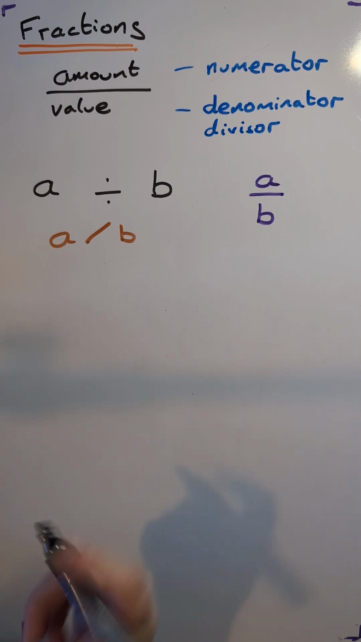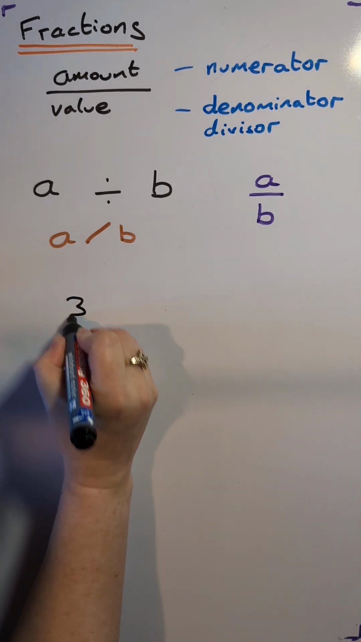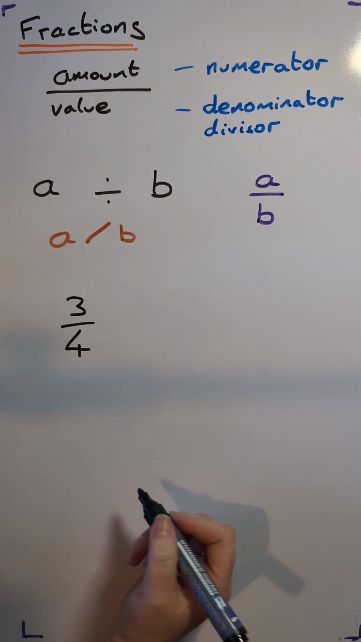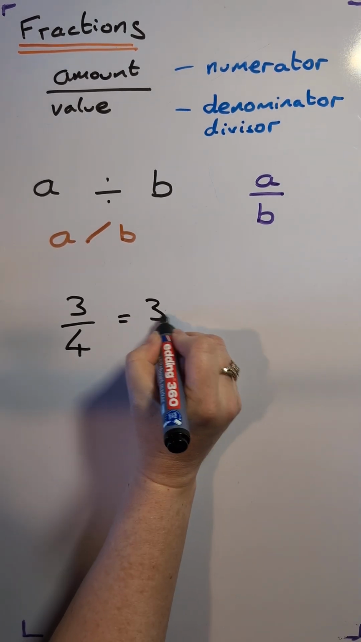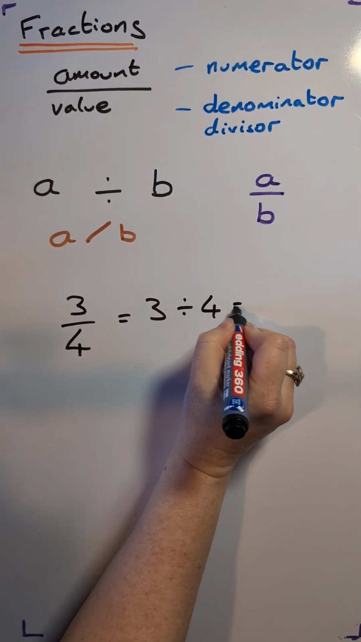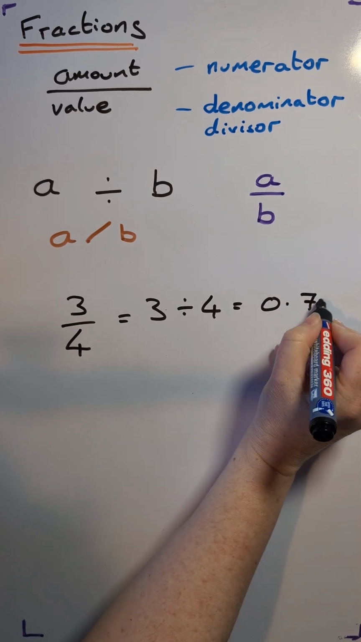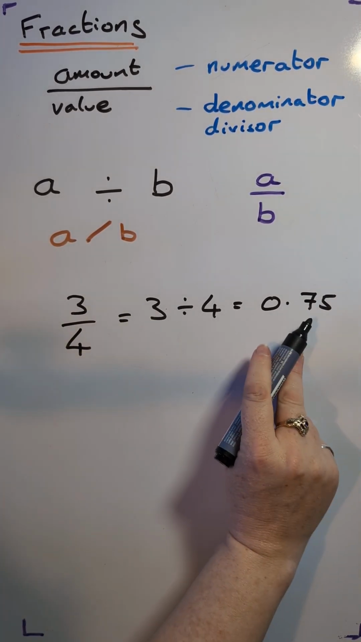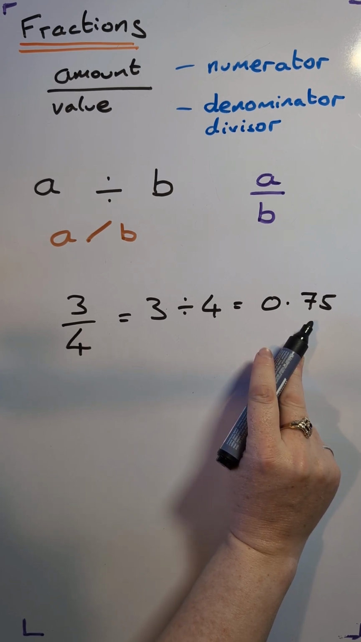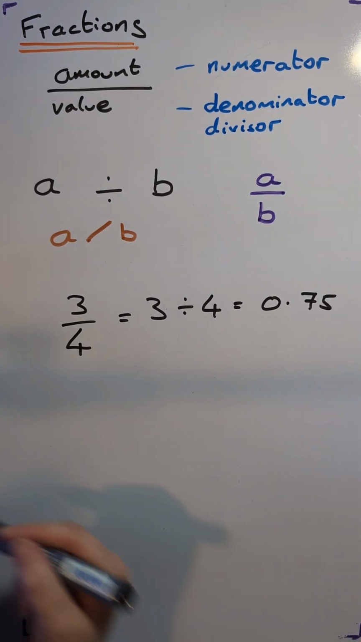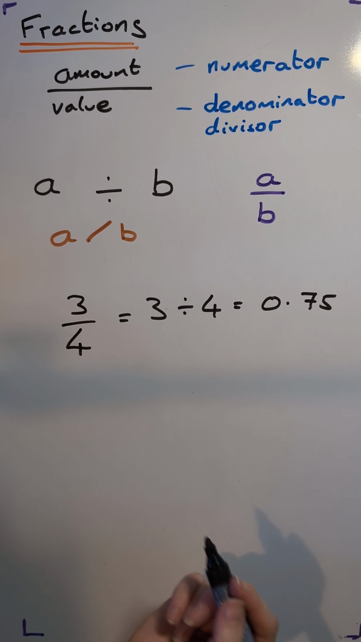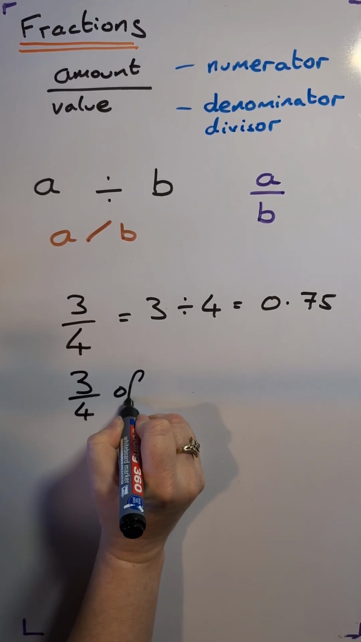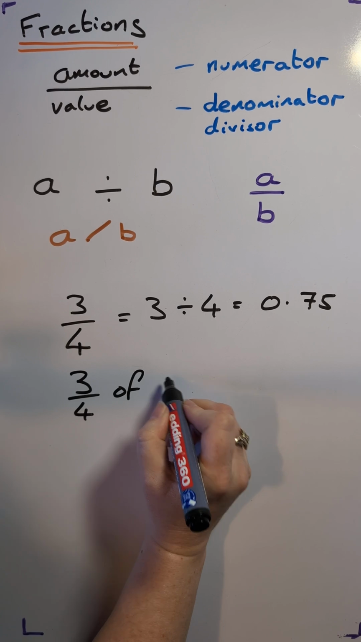So to give you a little example, if we had 3 divided by 4, if you stuck that in a calculator as 3 divided by 4, you get 0.75. So you can always do top divided by bottom to get the decimal value of your fraction. One of the other things you could do is have a fraction of an amount. Let's say 40.